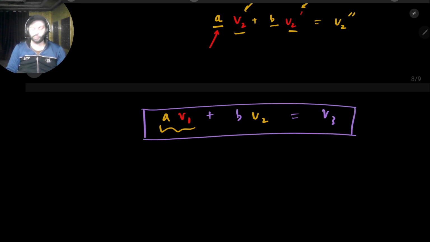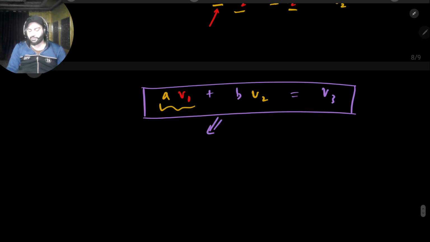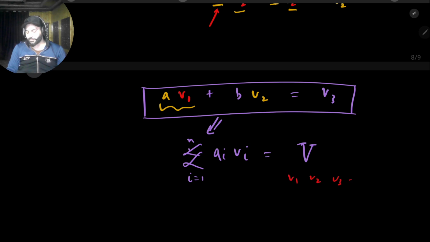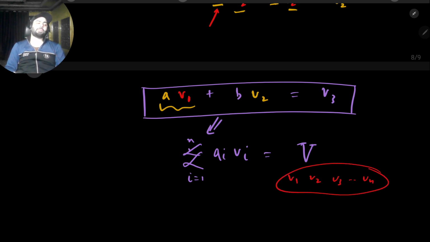I can do it for multiple vectors as well. In short, if I have vectors v1 to vn, I can write the summation of coefficients ai multiplied by vectors vi, with i going from 1 to n, equal to some vector, let's suppose capital V. This vector capital V is a linear combination of vectors v1, v2, v3, and so on till vn. Take each vector, scale it, and then add the vectors together. These are the vectors and these are scalars. Together, this is called a linear combination. Is the concept of linear combination clear? Yes, sir.